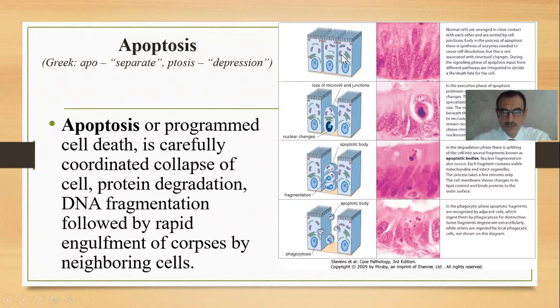Early in the apoptotic process, there is synthesis of enzymes needed to cause cell dissolution, but this is not associated with structural change. During the signaling phase of apoptosis, input from different pathways that we'll discuss later is integrated to decide a life-death fate for the cell.